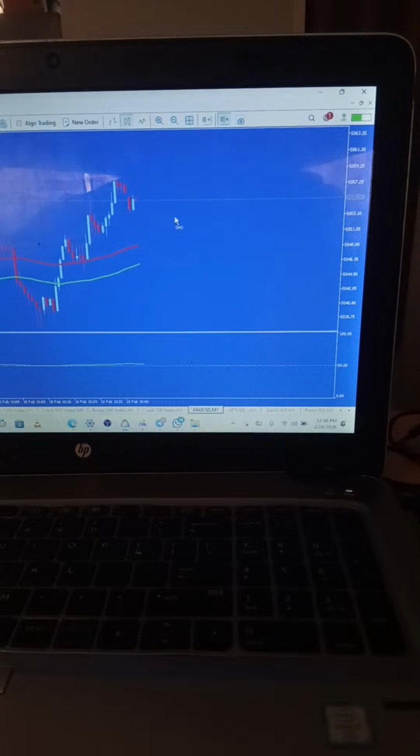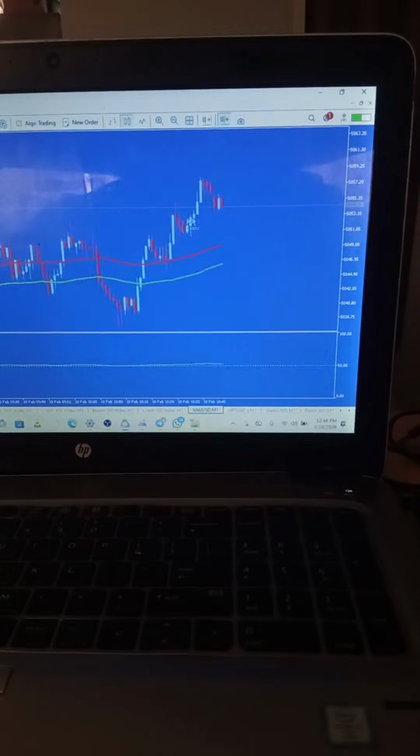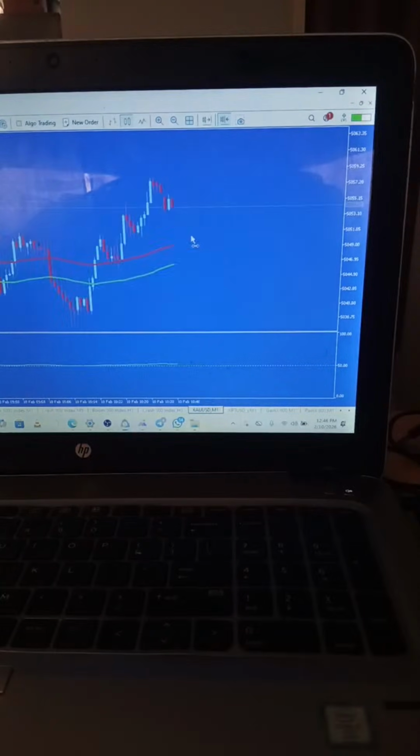So let me quickly explain how this strategy works. Like I said, it can be used to trade gold, Forex, NAS100, and Bitcoin. Basically we have two moving averages. We have this moving average band, or moving average channel, that we have on the chart. This is the channel.